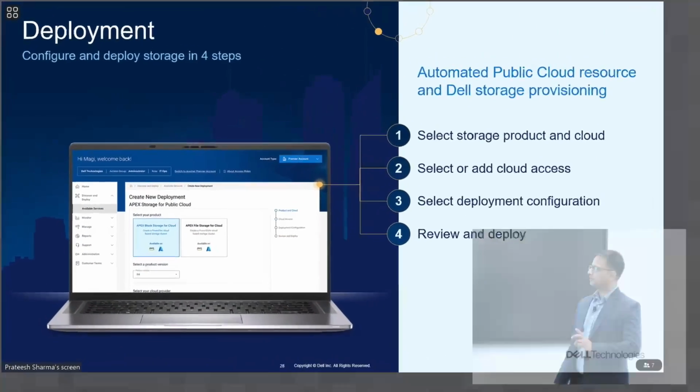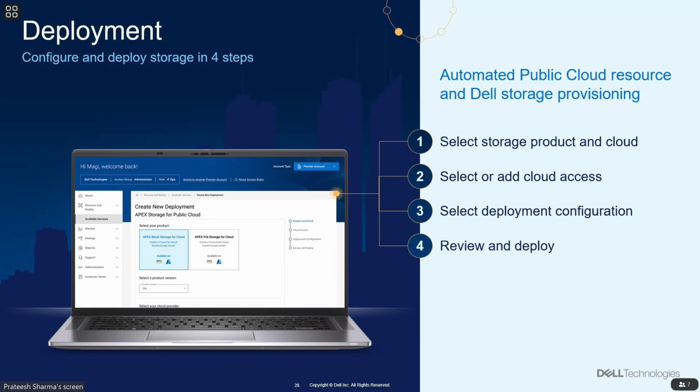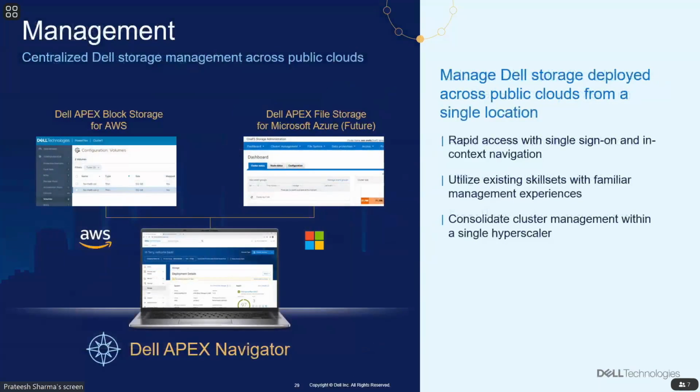So we spoke high level about deployment, but as part of the console experience, you will be configuring in 4 simple steps what storage infrastructure you're looking for, and then Dell Apex Navigator will be automating the provisioning in AWS resources. So now we know that we have Dell Apex block storage for AWS. You have it at multiple places. You have all of those resources deployed. You need to manage those resources, and for that, you can have the in-console navigation experience to control and access all of those points.